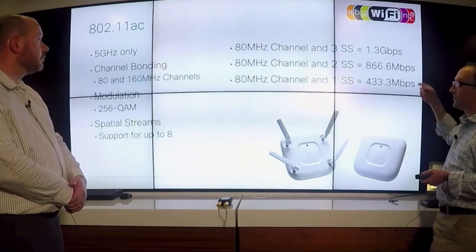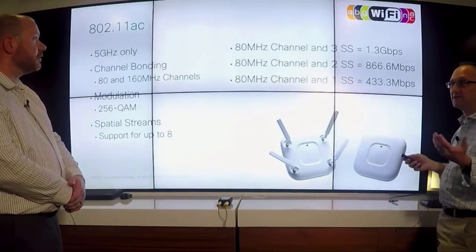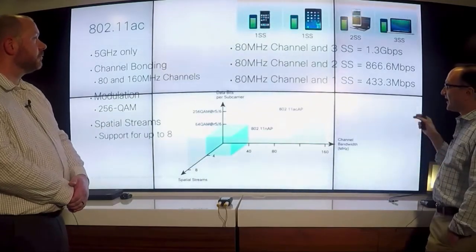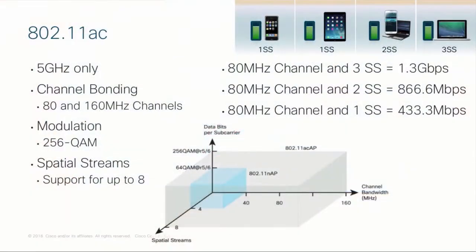And so that's where we got our 1.3 gig data rate. Now, I really like this picture because it helps us understand the different dimensions of what I have to play with to increase my data rate. On the one hand, I've got my spatial streams, right? And there again, the limitation is not just my access point, but my client.